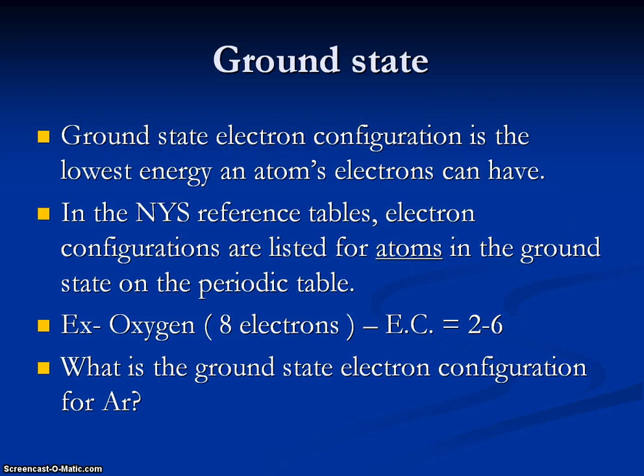The reason why is there's 2 electrons in the first energy level and 6 in the second energy level. Together they make 8. So what is the ground state configuration for Ar? Find Ar, write down the electron configuration for Ar.